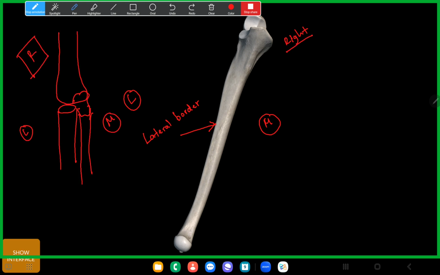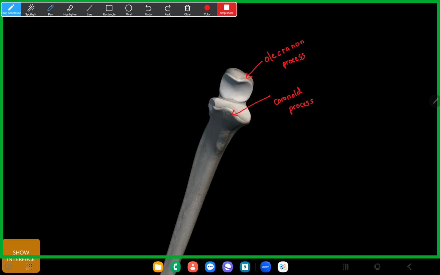This is how these bones articulate. This is the humerus, this is the ulna, and this is the radius. Usually the radius is on the lateral side and the ulna is on the medial side. So this is the bone articulation in the right side of the upper limb. Let's see what are the features of the ulnar bone.